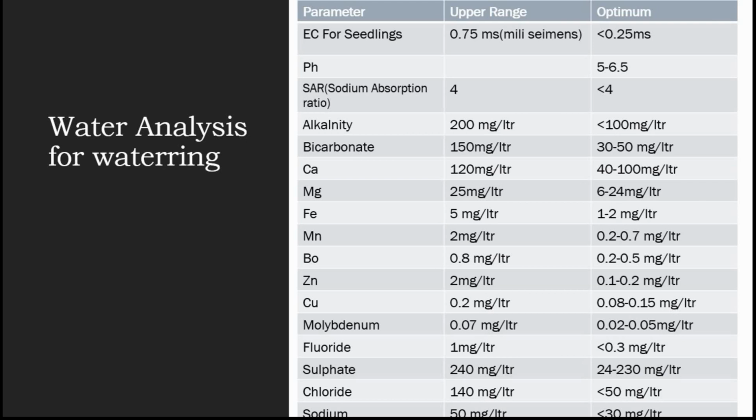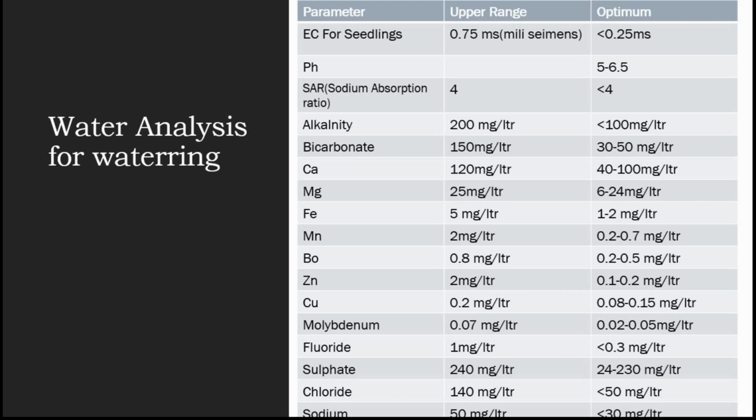You can see here the upper range, but I always suggest to have the optimum range for the parameters that is there on the screen. For calcium, it has to be 40 to 100 milligram per liter. Magnesium, it has to be 6 to 24 milligram per liter. Iron, that is Fe, has to be 1 to 2 milligram per liter.